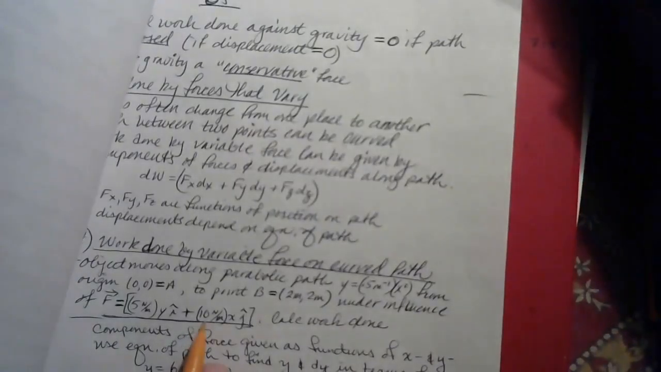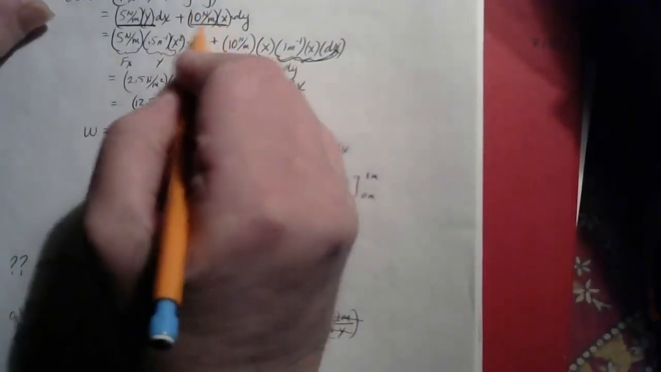Fy, again, going back to the last page, Fy is going to be the y component of the force, everything except the unit vector j. So 10 newtons per meter times x, that's Fy. Okay, so 10 newtons per meter times x times dy.